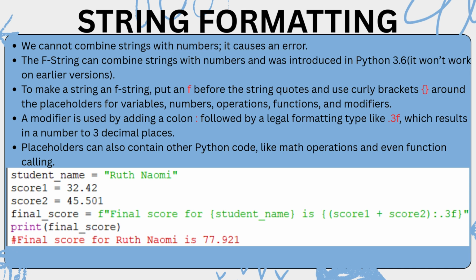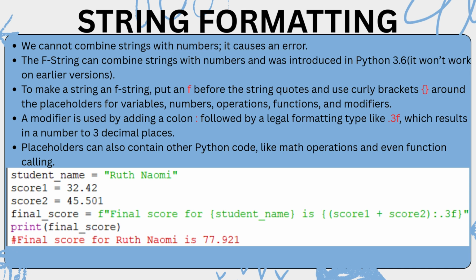Now, a modifier is used by adding a colon followed by a legal formatting type like .3f, which basically results in a number to 3 decimal places. Placeholders can also contain other Python code like math operations and even function calls. So to make it understandable, let's give an example. Let's say we have student name equals Ruth Naomi.